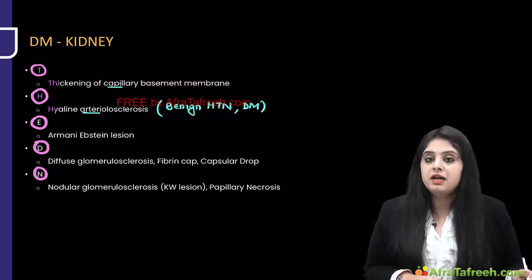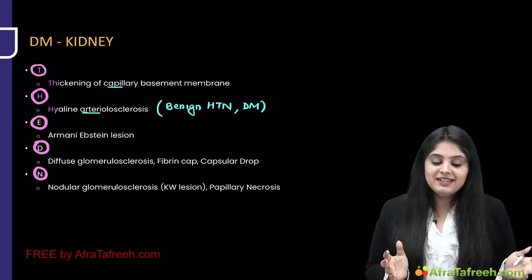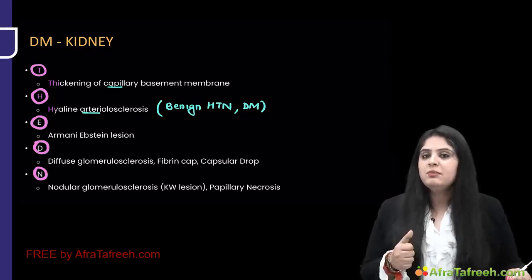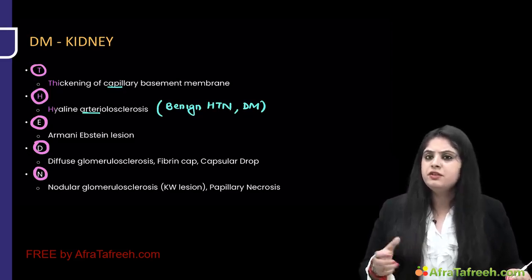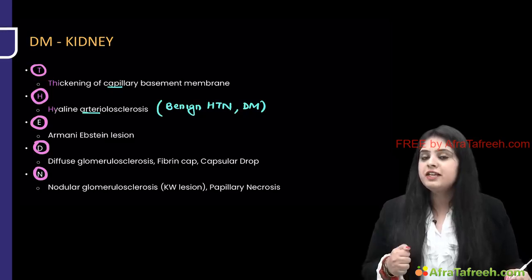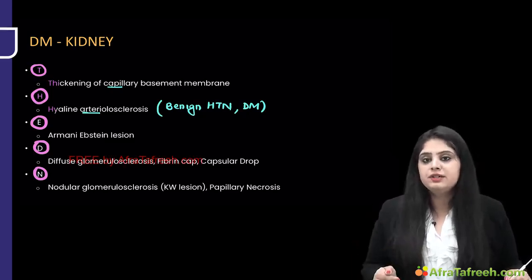Comes the E, Armani-Epstein lesion. Quite a fancy and quite a branded name, no? Armani-Epstein lesion. So tell me, can you buy brands at the age of 15 or 20? These brands are really expensive. So you have to work very hard in life and you have to earn a lot of money to be able to buy that brand. So you will be able to do that at a very later stage. You can't do it early on in life.